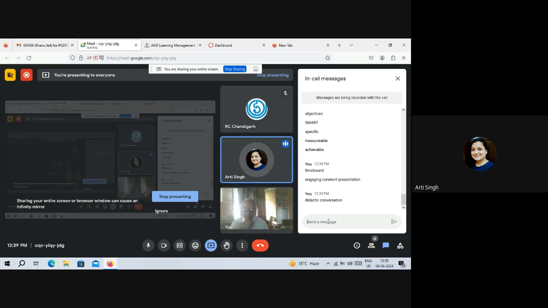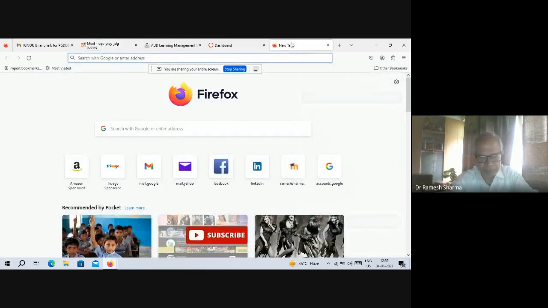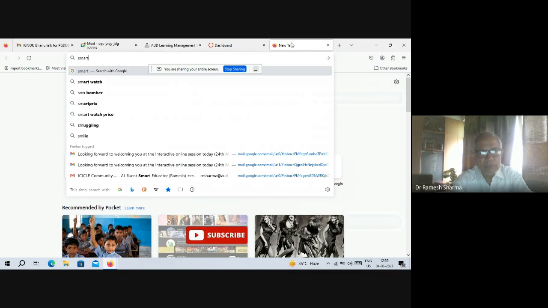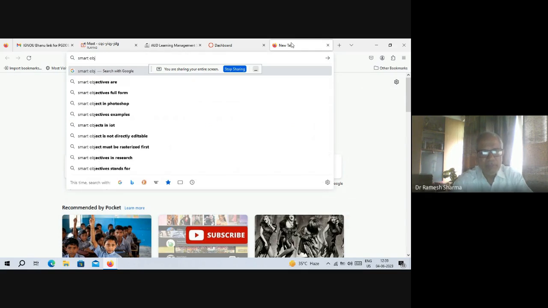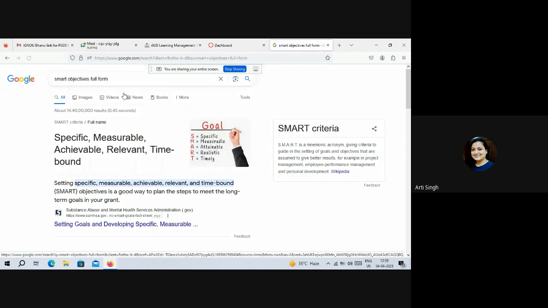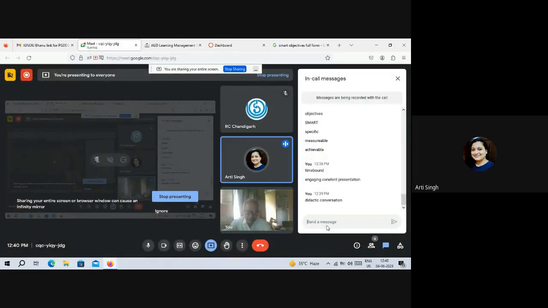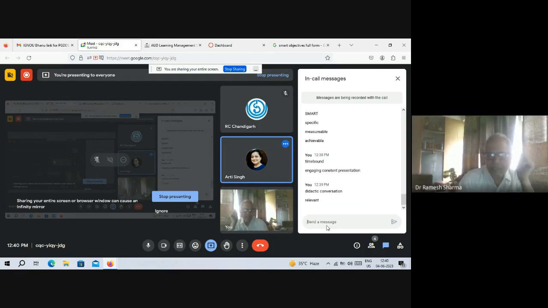So what is R in SMART? What is R? Let me tell you: relatedness, it is relevant. R stands for relevant. The objective should be relevant as well.